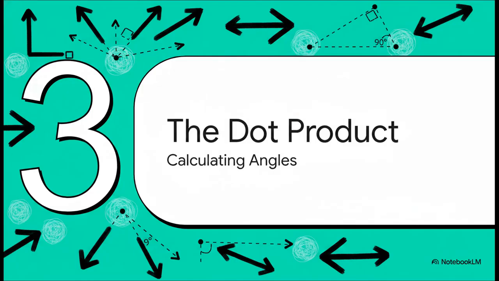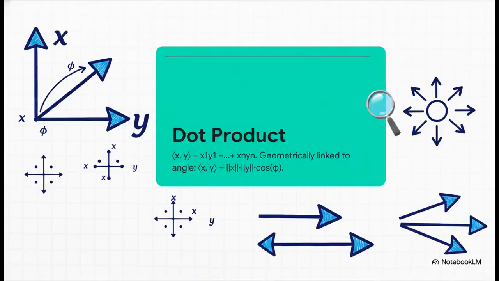All right, section 3, the dot product. We've completely conquered length, so let's shift to our second essential tool. This one is all about angles and measuring how different vectors align with each other. There are actually two ways to think about the dot product. Algebraically, it's super easy. You just multiply matching coordinates, like x1 times y1, x2 times y2, and then add them all up.